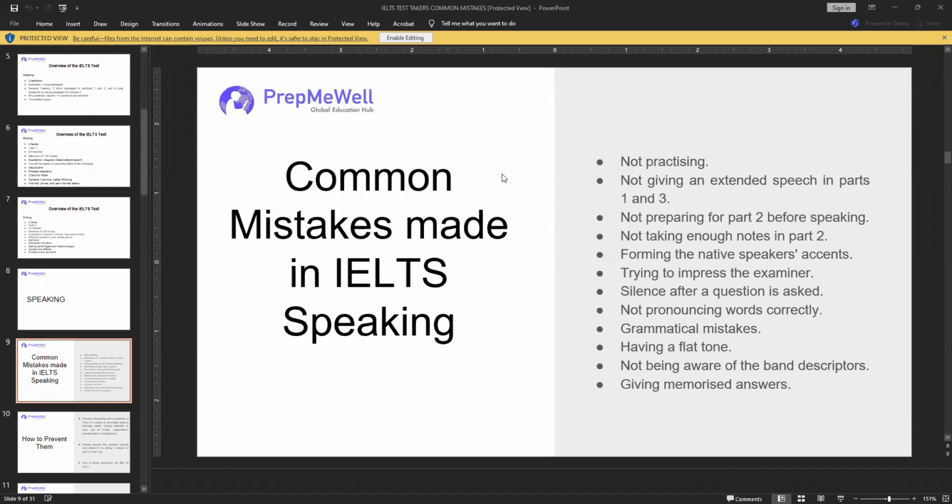And then another common mistake is not being aware of the band descriptors, right? So we have 4 band descriptors. We have fluency and coherence, we have lexical resources, we have grammatical range and accuracy, and then we have pronunciation. So they're going to be grading your speaking ability based on those 4 band descriptors. You can go online and download it. There is a public band descriptor. Now the public band descriptor is just an abridged version of what the examiners use, but going through and reading them would really help you know what is expected of you.